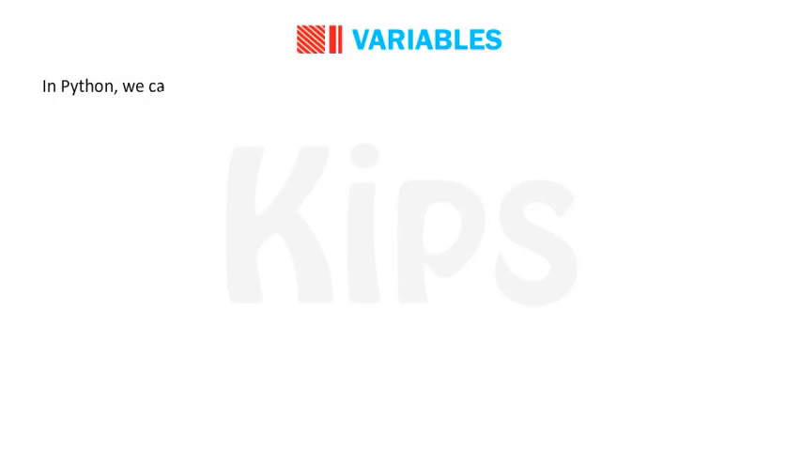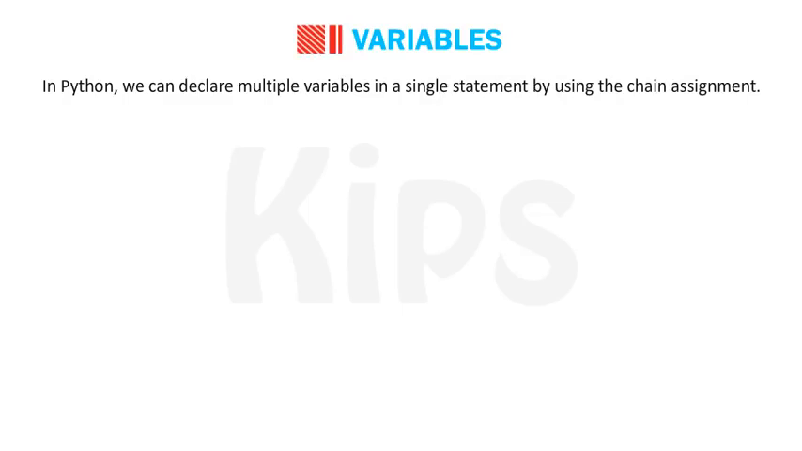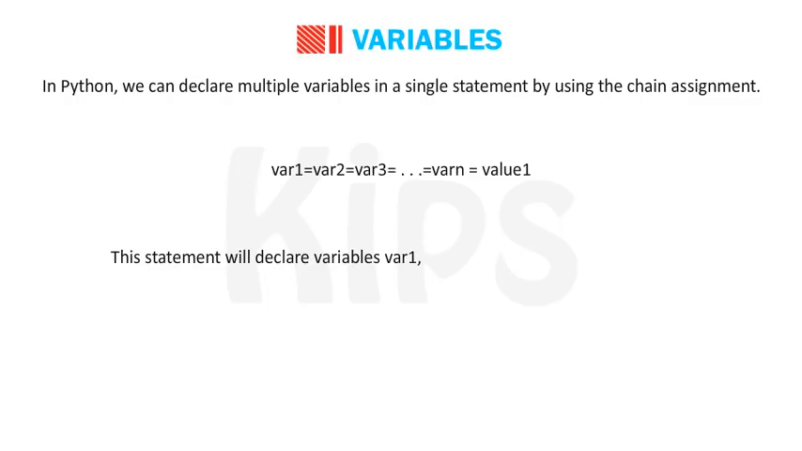In Python, we can declare multiple variables in a single statement by using the chain assignment. variable1 = variable2 = variable3 = variableN = value1. This statement will declare variables variable1, variable2 till variableN, all with value 1.